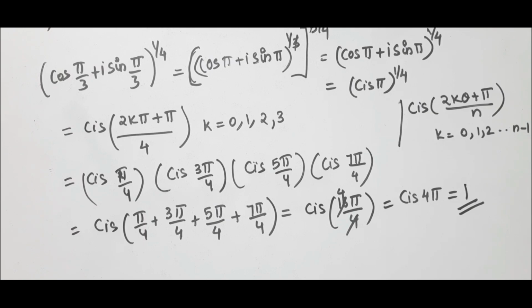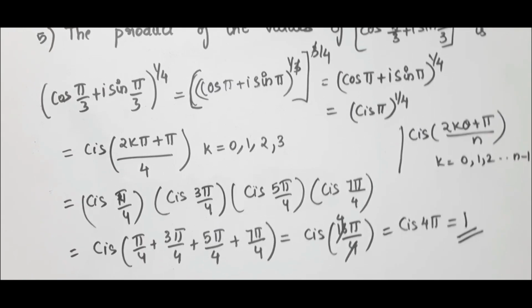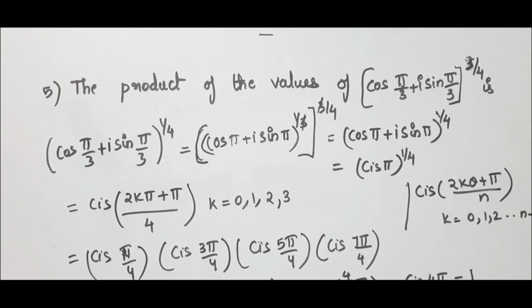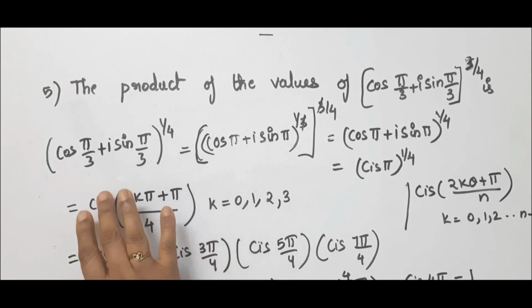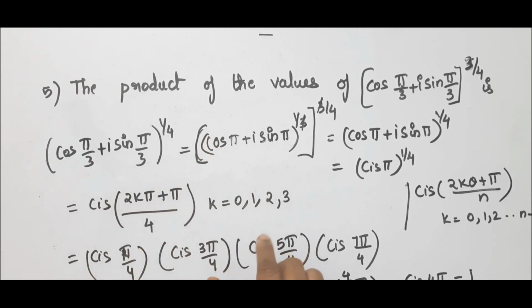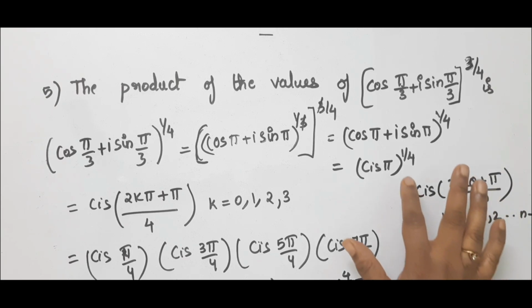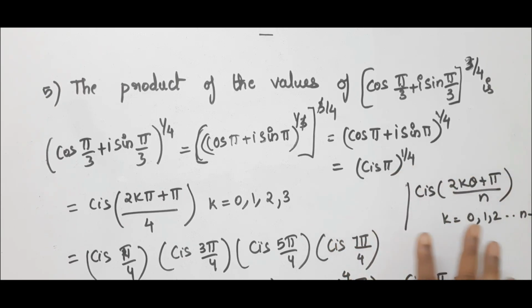Okay. So if they give any problem of this model, that is (cos theta plus i sin theta) whole power 1 by n, first simplify it by taking the n values using De Moivre's theorem for (cos theta plus i sin theta) whole power n. Once you get the form of (cos theta plus i sin theta) whole power 1 by n, simply apply the formula, that is (cis theta) whole power 1 by n. Apply this formula and simplify, find the product of the cis of those angles, you will get the required answer. Okay, in this way you have to solve this type of problems.